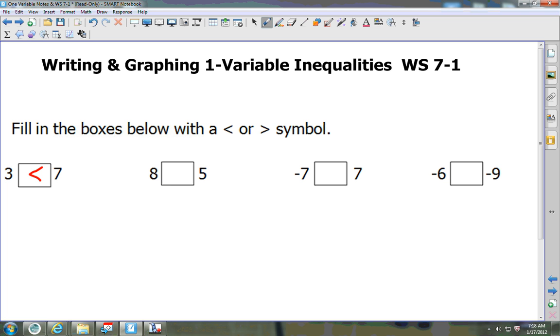3 is less than 7. 8 is greater than 5. Negative 7 is less than 7. Negative 6 is greater than negative 9, because this is closer to 0. If it's closer to 0, then it's larger, like if it's a negative number.